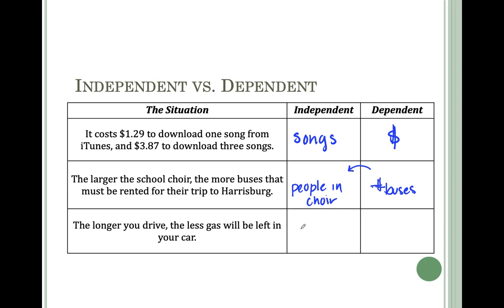Now this third one can be interpreted a few different ways. It says the longer you drive, the less gas will be left in your car. Some people will say that the independent is the number of hours, time, and the dependent is the amount of gas left, which is typically correct because the amount of gas left depends on how many hours you drive. But I've also heard the argument, well, couldn't it be the other way around, because you can only go so far, so the number of hours you can drive depends on how much gas you have in your car. Technically, that could also be true for this one.